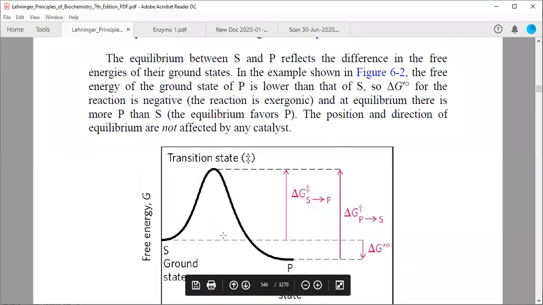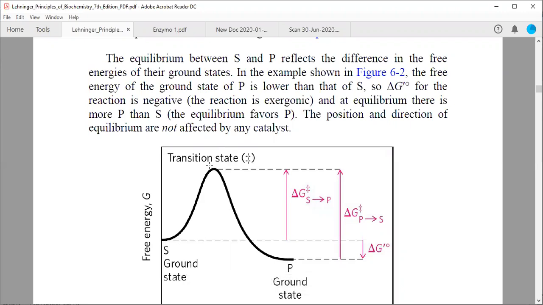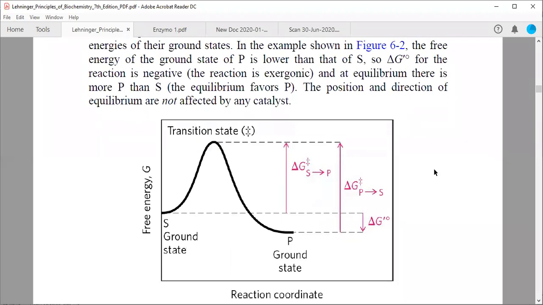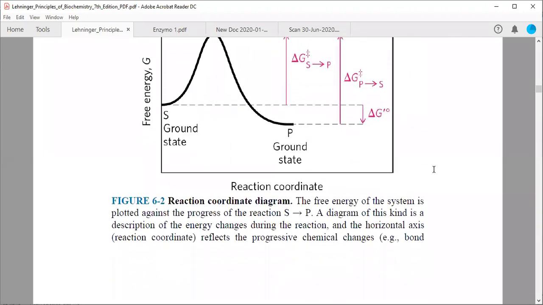This is a graph showing the uncatalyzed reaction. Obviously this is a favorable reaction because the products have less free energy than the substrate. But this chemical reaction will proceed through this transition state. I will discuss the basic definition of the transition state, the active site, and the different intermediates. We will discuss each term, no worries.